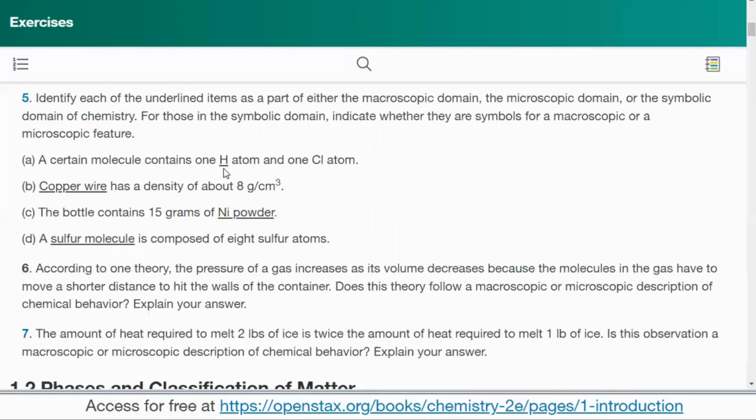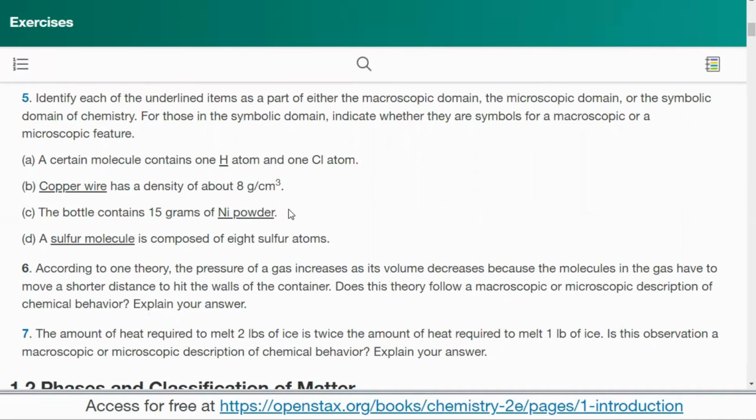For number 5, A is symbolic, and it is a microscopic feature. Copper wire has a density of 8 grams per cubic centimeter. A wire is in the macroscopic domain, since you can see it. So let's look at the answer key. B, it is macroscopic.